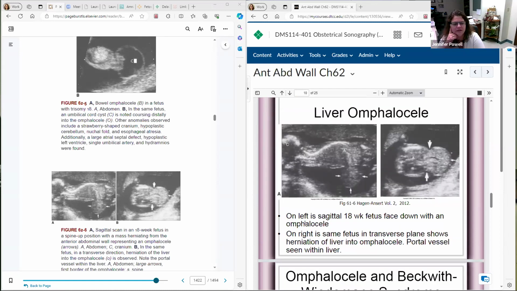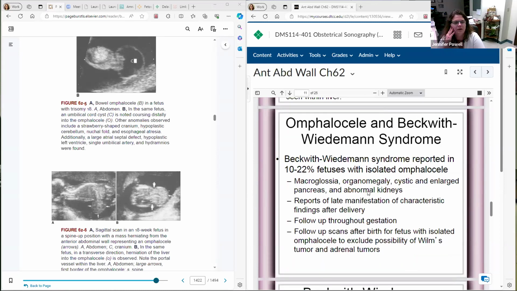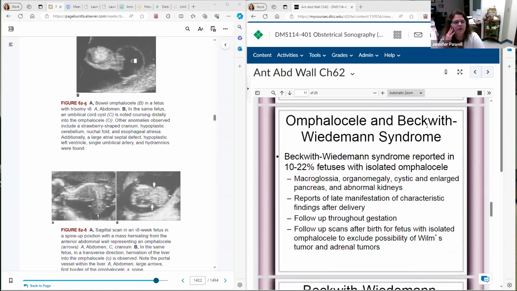On the left is a sagittal 18-week fetus, face down, with an omphalocele here. On the right is the same fetus in the transverse plane showing herniation of the liver, with portal vessels seen within the liver. Omphalocele and Beckwith-Wiedemann syndrome. That is the way it's pronounced according to how I researched it. I thought it was Wiedemann, but I heard them saying Wiedemann.